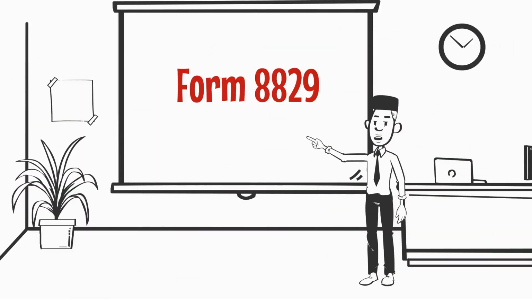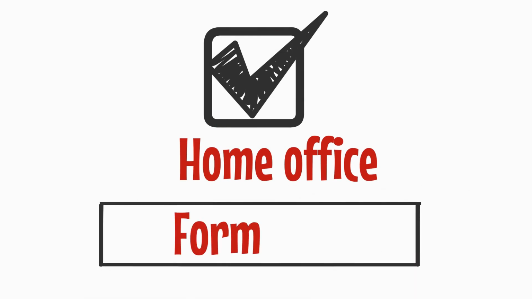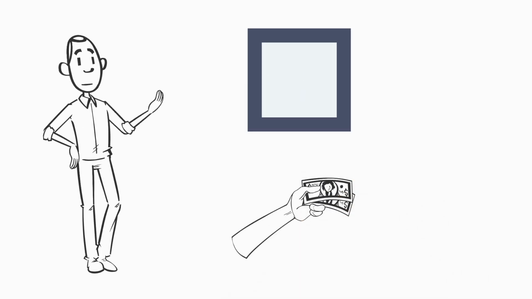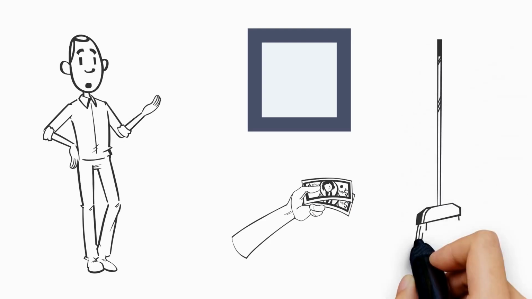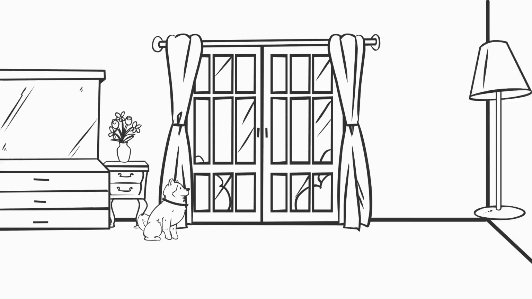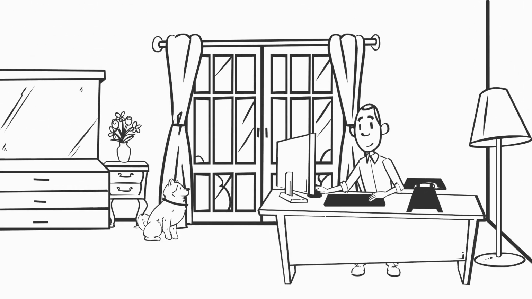7. Form 8829, home office deduction. If you qualify for the home office deduction, you can use Form 8829 to get a detailed deduction instead of the simplified method. This form lets you break down square footage of your home office, utilities, rent, or mortgage interest, and cleaning services. It's optional and a bit more complex, but worth it if your home office takes up a significant portion of your space.